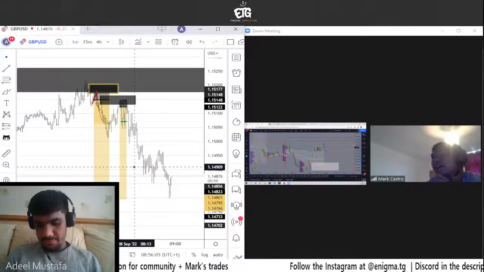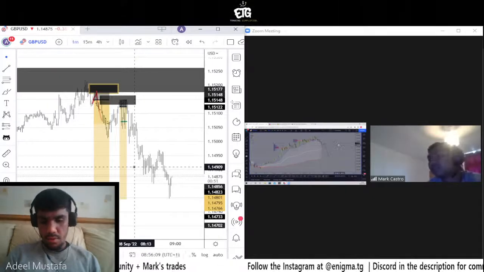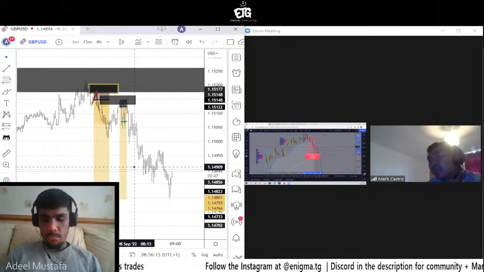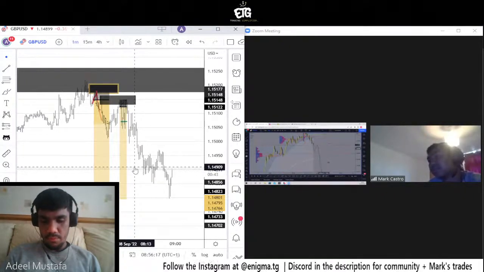As for GU, let's do UPJPY first. UPJPY, as we expected, as you see here, we're expecting price to go all the way back down to here, potentially break this level, do a quick retest up here, and continue back down to 162,500.